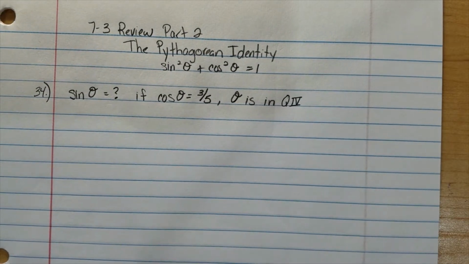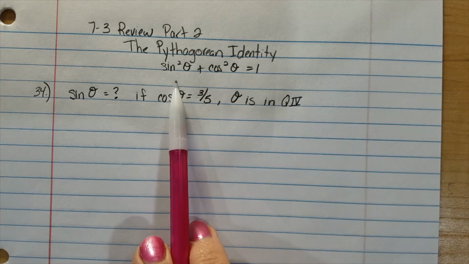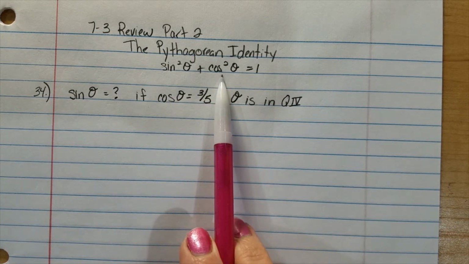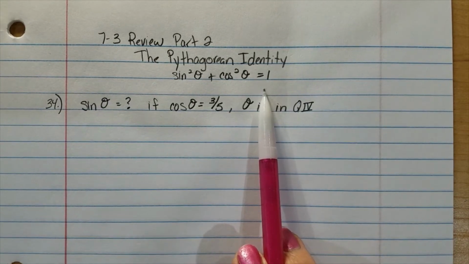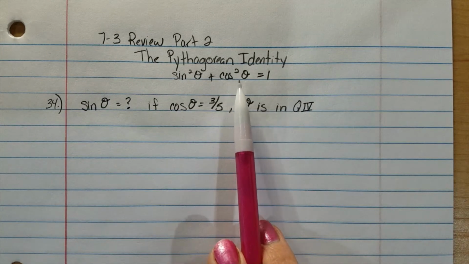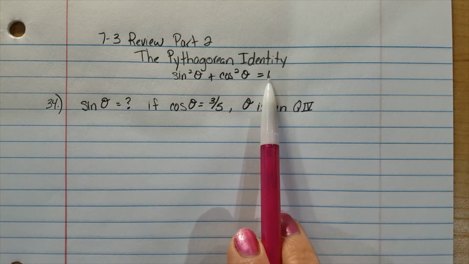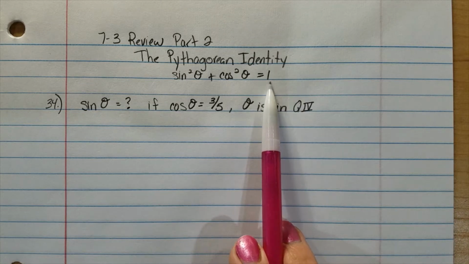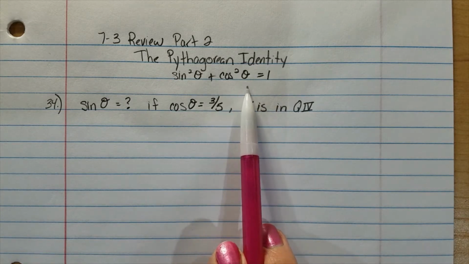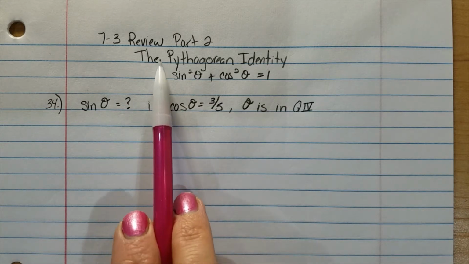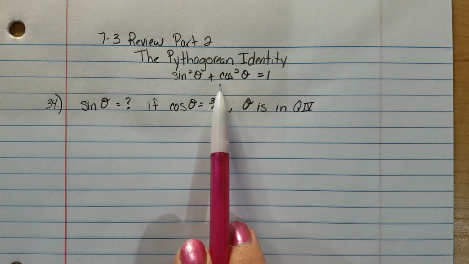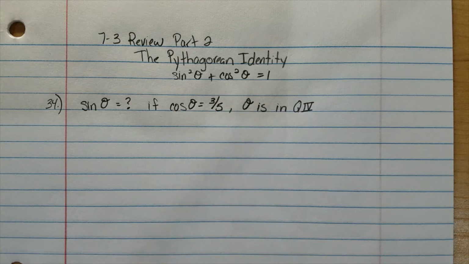So here we go, the Pythagorean identity: sine squared theta plus cosine squared theta equals 1. Remember, this relates to the Pythagorean theorem, a squared plus b squared equals c squared. If we're in the unit circle, my hypotenuse is 1, so that means c is 1, and 1 squared is 1. That is where this is coming from. Your sine, of course, is the leg that's going vertically. Cosine is the leg that is going horizontal.